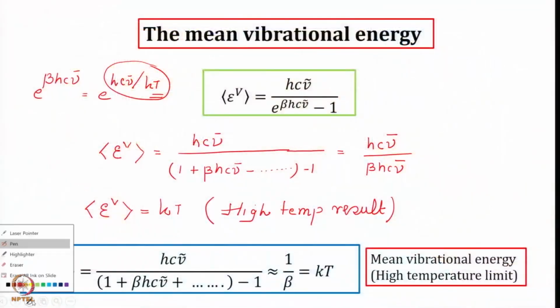So therefore, when you are not sure whether the temperature is high enough, then one can go by the result which we obtained here, and if we are sure that the temperature is high enough, that many vibrational levels are significantly populated, then we can use this result. So by now what we have discussed is mean translational energy, mean rotational energy, mean vibrational energy. What is left over is to discuss the mean electronic energy.